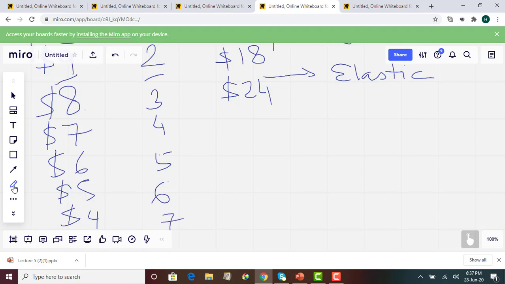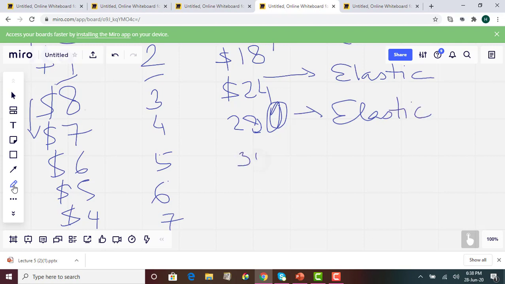Okay, so let's say we're given this table. Now we calculate the total revenue, which is price times quantity. So 7 times 4 is 28. Again, price went down, total revenue went up in this case, right? So we still have elastic demand. What's next? 6 times 5 is 30. That's total revenue. Price went down, revenue went up, still elastic.